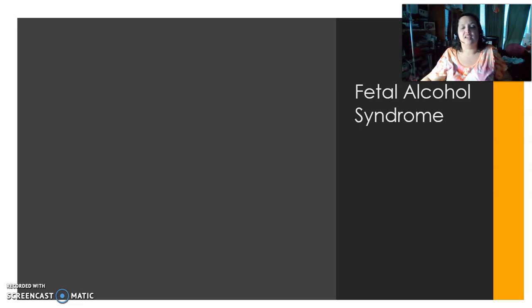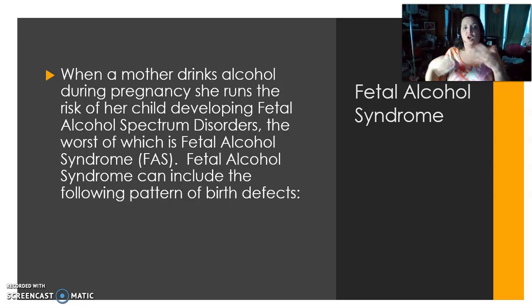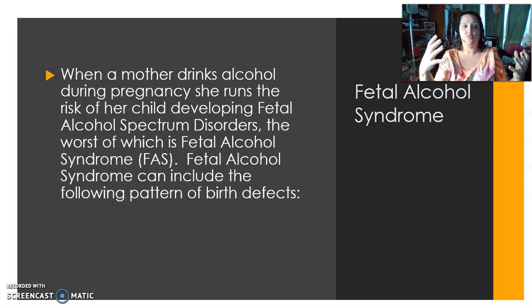So the one I want to discuss in particular is called fetal alcohol syndrome. Fetal alcohol syndrome comes from a mother drinking alcohol during pregnancy. And the truth is we really don't know how much alcohol a mom needs to drink. The reason they tell parents no alcohol is there have been cases of the mother having one drink during pregnancy, but it was just during that really critical point of change, and the child ends up with what's called fetal alcohol syndrome or fetal alcohol spectrum disorders.